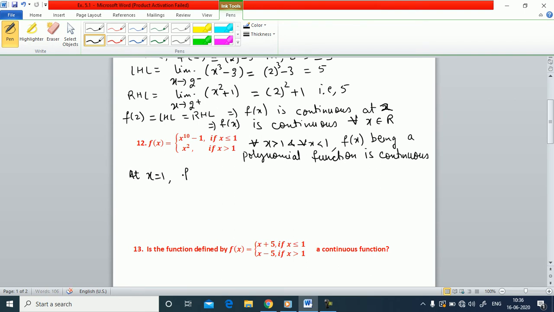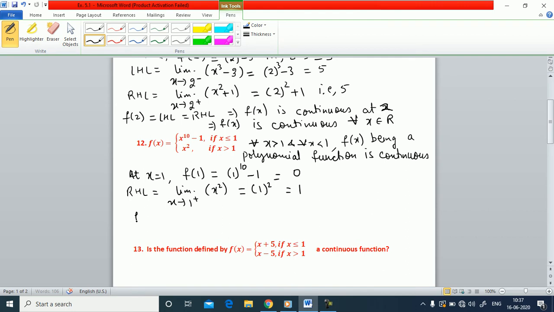So at x equal to 1, if I evaluate f(1), the function is to be taken as x raised to the power 10 minus 1. So it will be 1 raised to the power 10 minus 1, which is 1 minus 1, that is 0. And if we try the function on the right, it will be the limit x tending to 1 from the right of f(x). What is f(x) here? It is square of x. So replacing x by 1, we get 1 square, which is equal to 1.